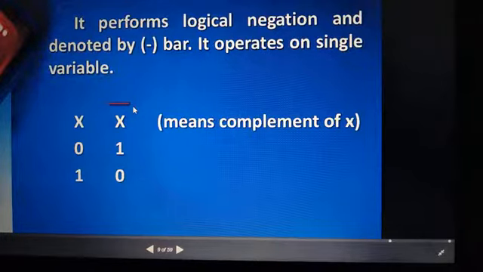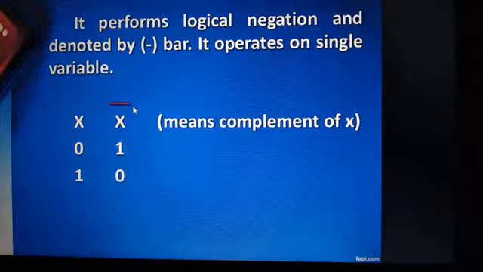And negation means the complement. If you take 0, it comes 1. If you take 1, it comes 0. So the NOT operator is represented by a bar.